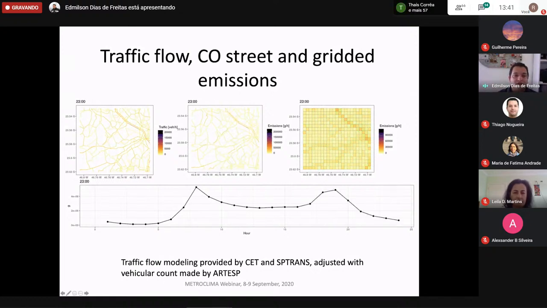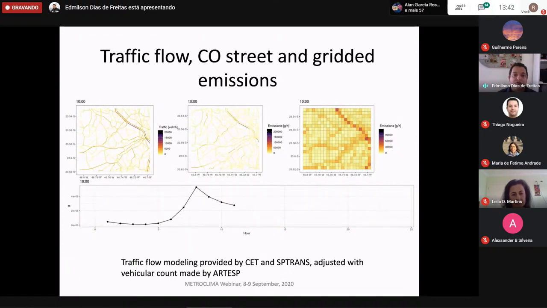This information is converted into emissions in all these streets and roads everywhere. And the next step is to translate these emissions to the grid, the model grid. Here is the final result, and we can see how the emissions are represented in the model grid. Here you can see this diurnal cycle of emissions, and that's the way that the model works.